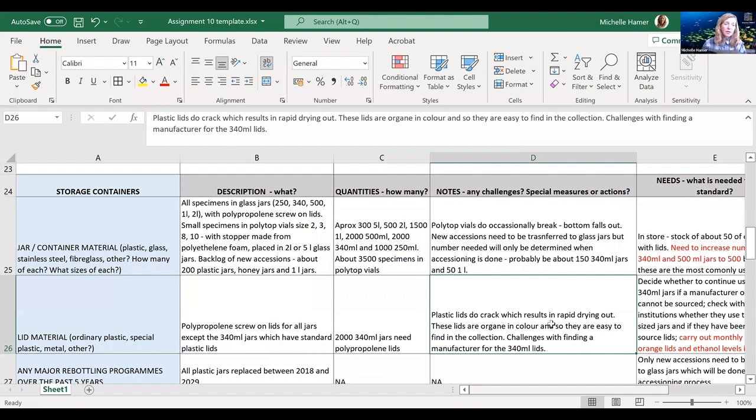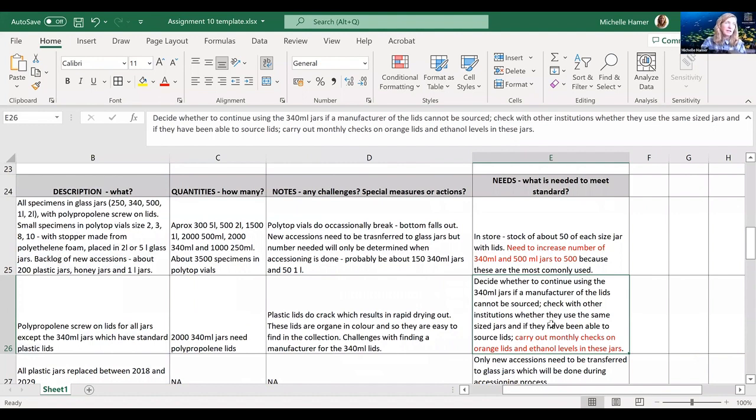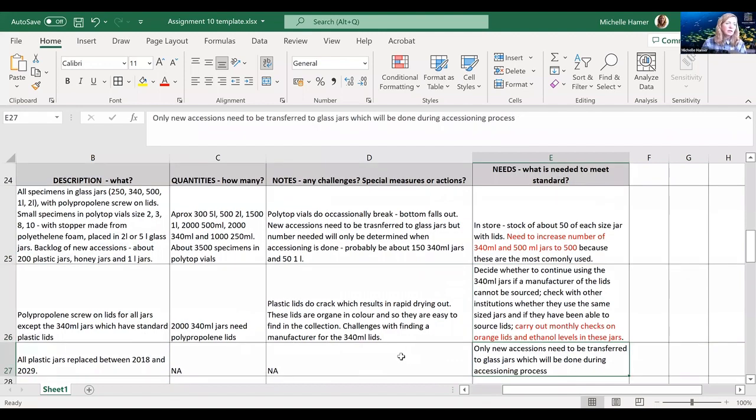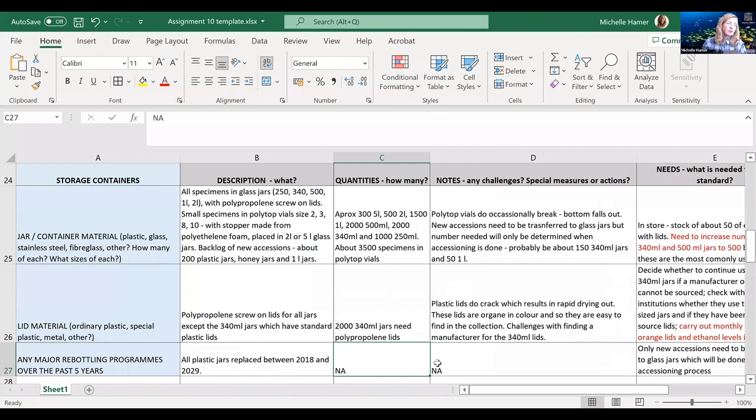Maybe you have to increase your monthly checks if you've got only plastic lids and you know that there's a problem. Okay, have you ever had any major rebottling program? When was it? And then you can see quantities. You could say we rebottled 7,000 specimens. Any challenges, special measures or actions? You could say it took 3 months to do it, and all our staff and extra staff. Make any notes about it.